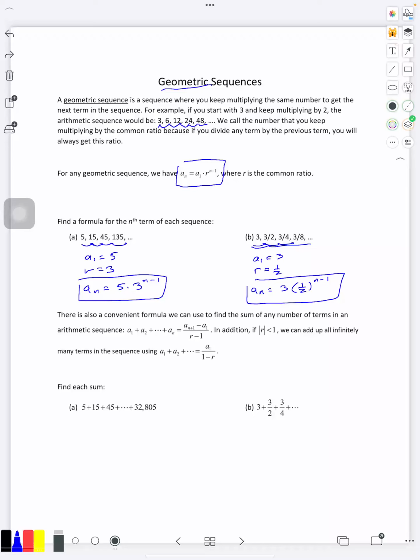Similarly, if we're adding up a bunch of these terms, we can get the answer here. So if you add a_1 through a_n, we have this nice little formula that says the next term in the sequence minus the first term, over r minus 1.